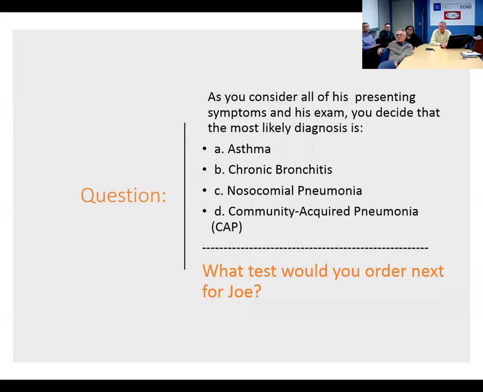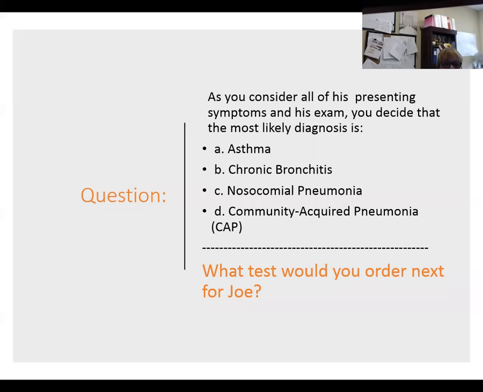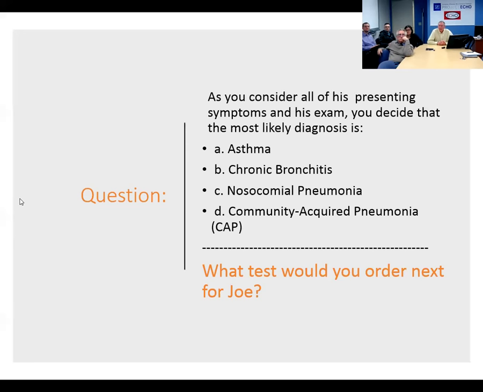All right. So question for the audience. As you consider all his presenting symptoms of pneumonia, you decide that the most likely diagnosis is either asthma, chronic bronchitis, nosocomial pneumonia, healthcare-associated pneumonia, or community-acquired pneumonia. What would be your most likely choice and why? Anybody?